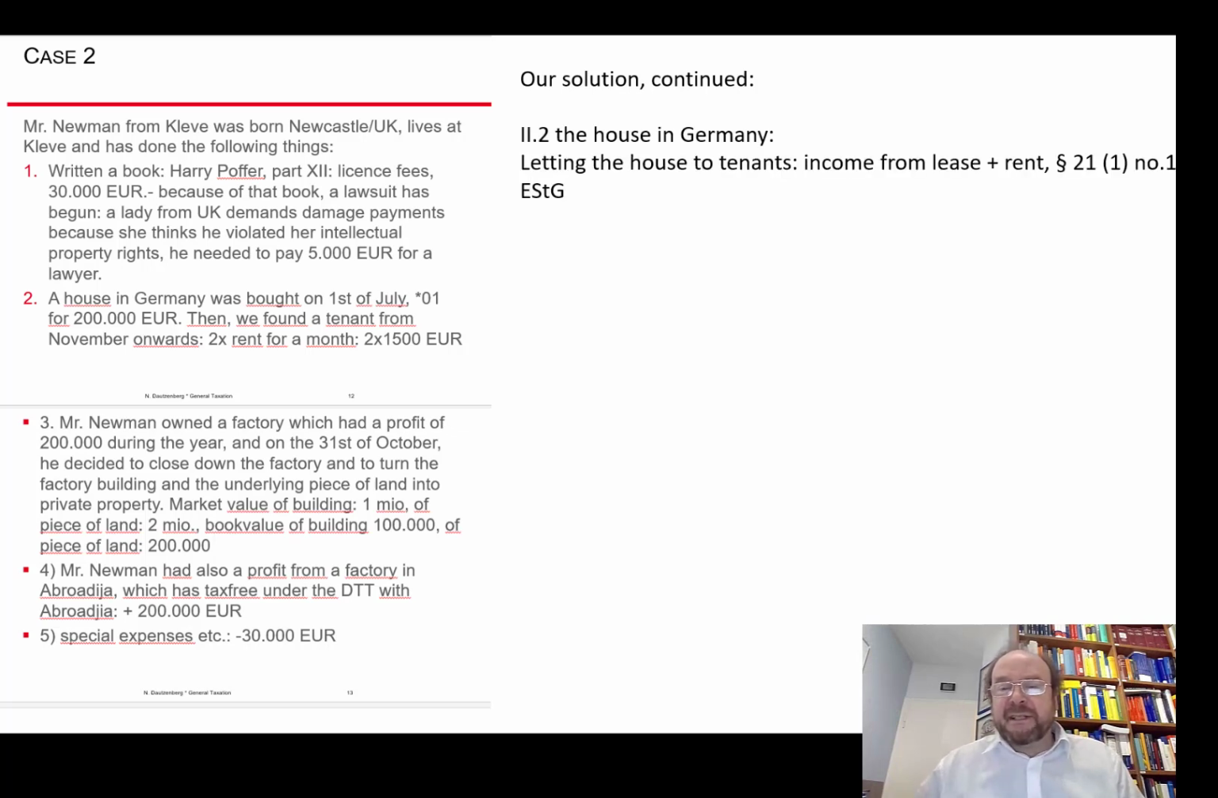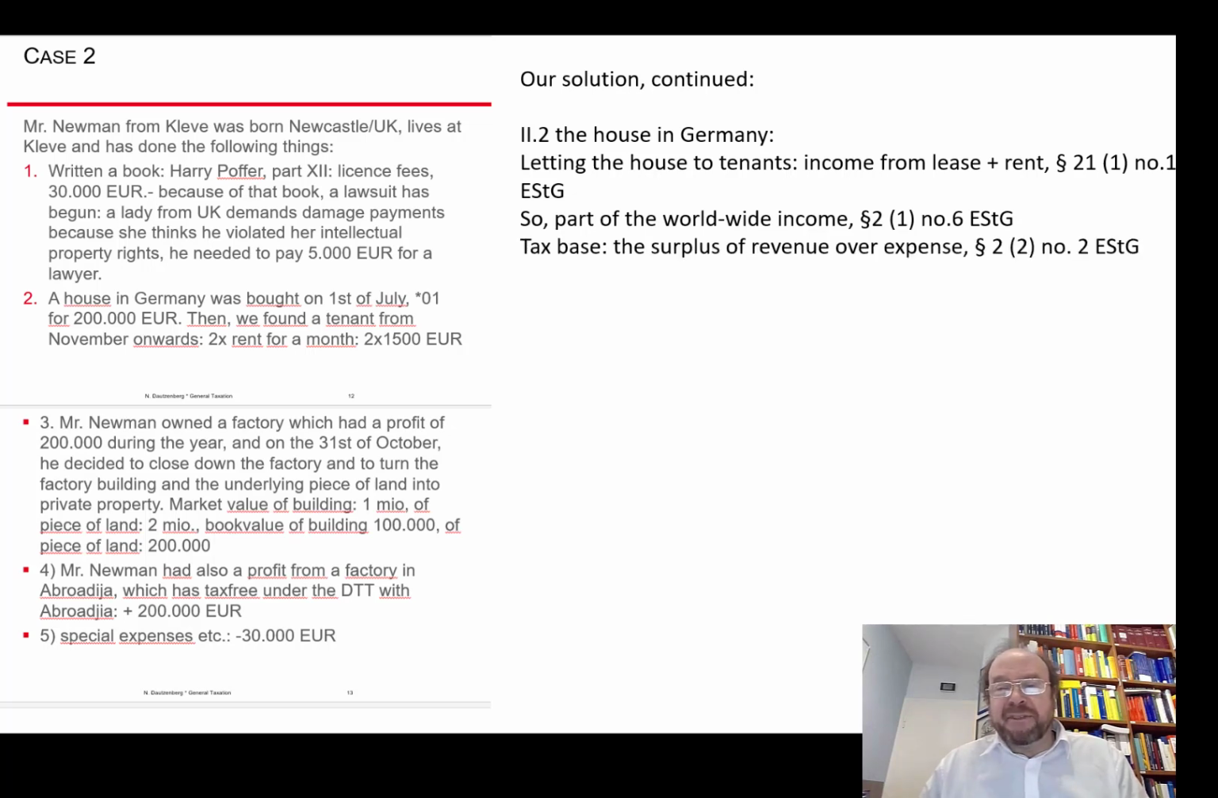Letting the house to tenants. Let's determine the type of income first again. So that's income from lease and rent, section 21.1 number 1 ESTG. That makes it a part of the worldwide income according to the list in section 2.1 number 6. The tax base here is the surplus of revenue over expense, section 2.2 number 2.